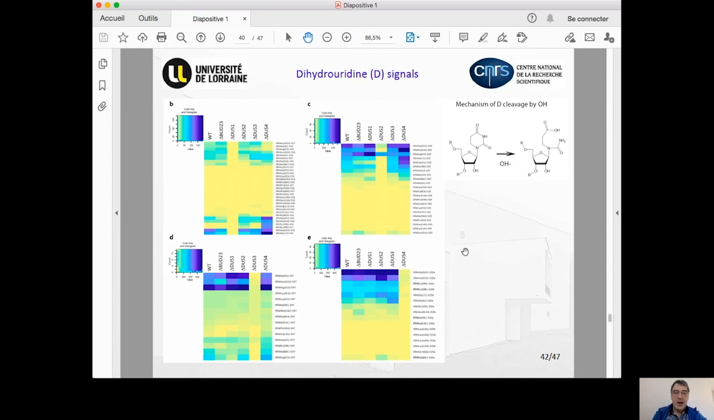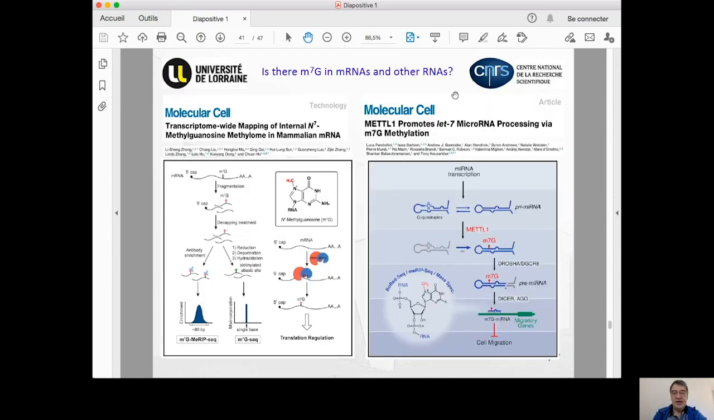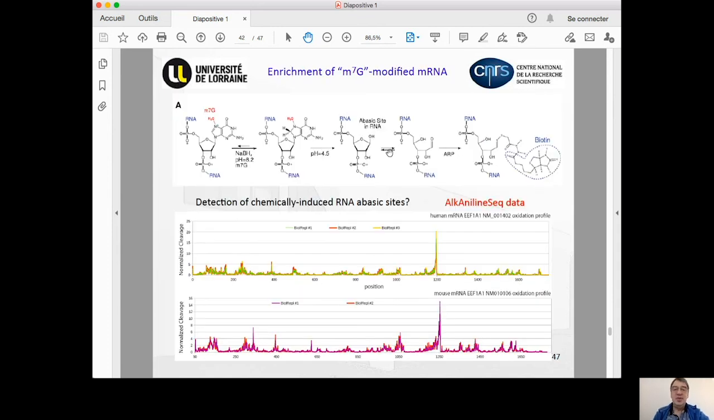So what about m7G in other RNAs, like mRNAs or other RNAs? There were two reports describing the presence of m7G in the human methylome and also in microRNAs. Those methods use enrichment of m7G-modified RNA. The initial step is very similar to what we are using in our approach, based on borohydride reduction and then cleavage of the N-glycosidic bond. But then this abasic site is selectively ligated with the so-called ARP reagent, a biotin-related ARP reagent, to pull out those fragments.